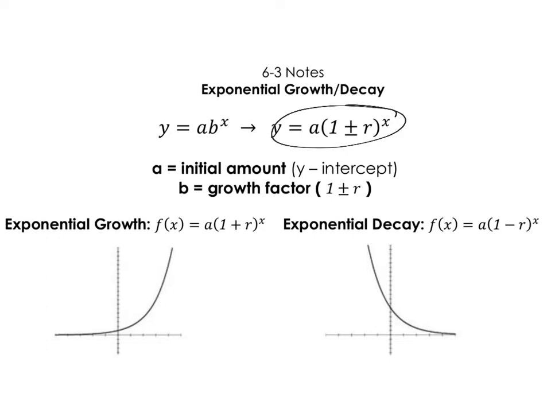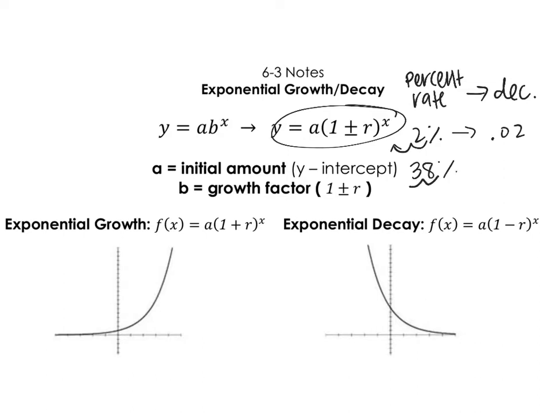A is going to stand for our initial amount. The R is going to stand for our rate. Now, this rate has to be changed, the percent rate has to be changed into a decimal. That's really, really important. So if we were given, say, a 2% rate, we would move our decimal over 2 places to the left, giving us 0.02. If we had 38%, we would move our decimal over 2 places, giving us 0.38.